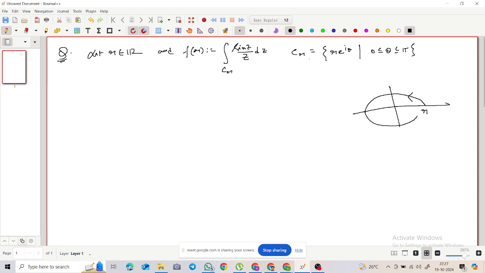We know this integral, right? This whole integral of sin z by z means we have to find the area under the curve. No, sorry, they are integrating it along the curve. This is not like real integration. Okay, just give me a minute.